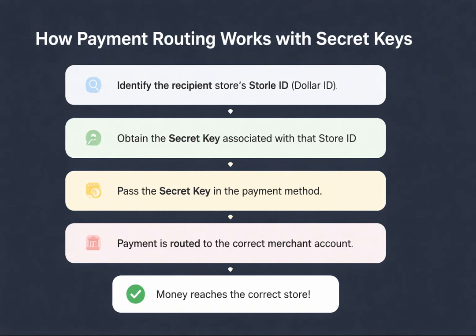So let's walk through how payment routing actually works. First, you identify the store ID, also called the dollar ID, of the store you want to pay. Second, you get the secret key that is linked to that specific store ID. Third, you pass that secret key when setting up the payment method. And fourth, the system routes the payment directly to that store's merchant account. The secret key is essentially the authentication token that tells the system, yes, send this money here. If you use someone else's secret key, the money goes to them, so accuracy is critical.